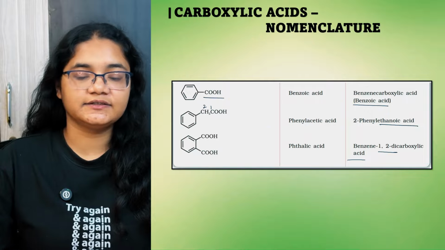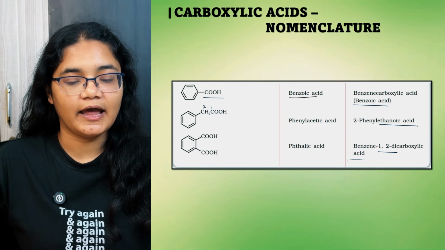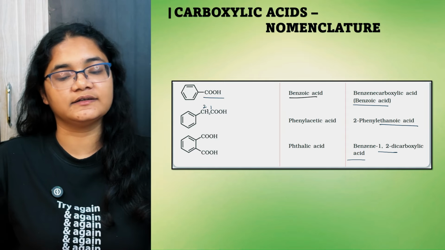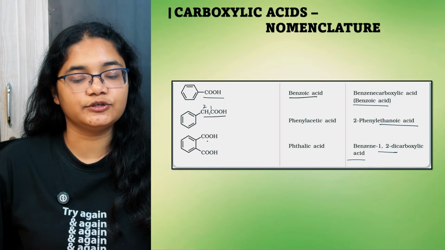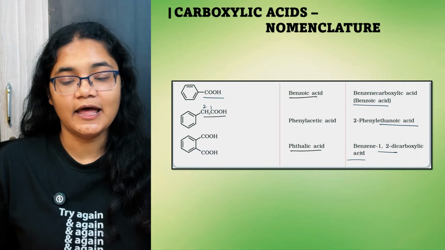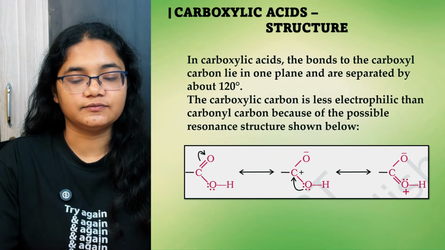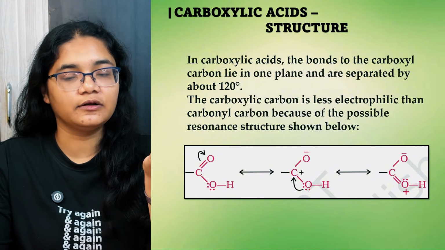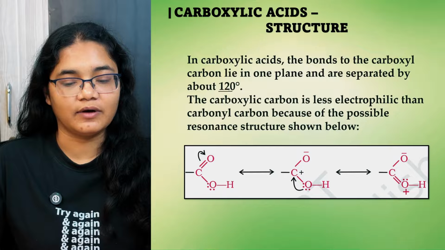Now this type of structure is called normal benzoic acid, and if you have the acid on the second carbon, then it is 2-phenylethanoic acid. Here, when you have two COOH groups adjacent to each other, the common name of this compound is phthalic acid, and it is benzene-1,2-dicarboxylic acid. Now, as we have seen in the carbonyl compounds also, here also it is a planar structure and the bond angle is 120 degrees.